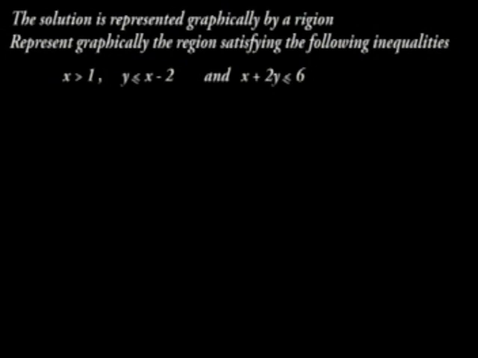Graphical solutions of simultaneous linear inequalities. Linear inequalities in two unknowns are solved to find a range of values of the two unknowns which make the inequality true at the same time. The solution is represented graphically by a region. Represent graphically the region satisfying the following inequalities: x is greater than 1, y is less or equal to x minus 2, and x plus 2y is less or equal to 6.